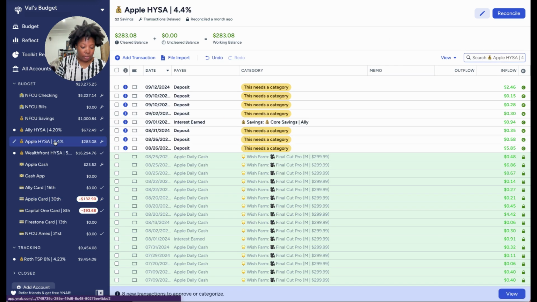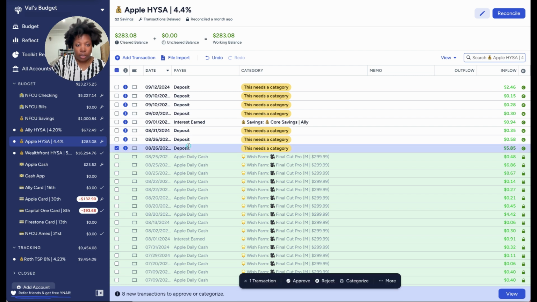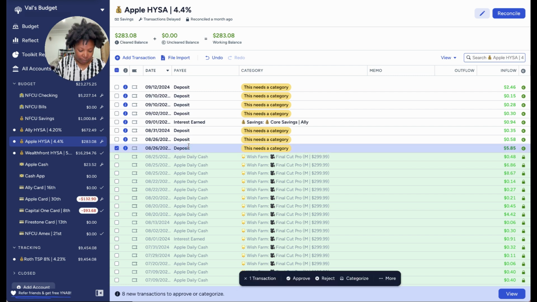Next is my high yield savings account with Apple. So I have a current balance of $283.08. We're getting close to be able to purchase Final Cut Pro. So $585 on the 26th.